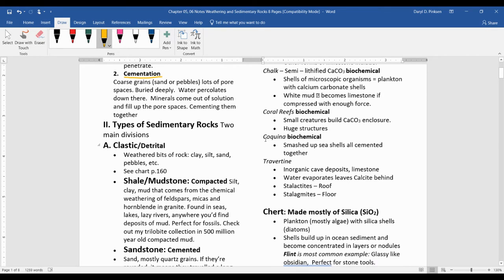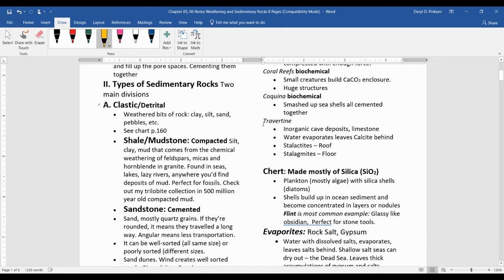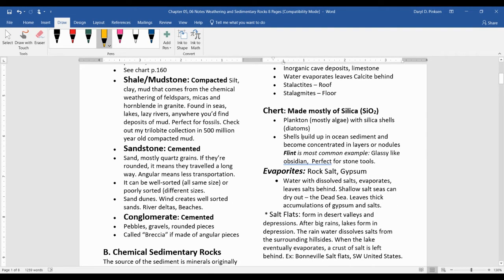And then the coquina you've seen in class. This is the seashells that are all smashed up and they get squished together and cemented together. Travertine is what it's called when calcium carbonate is deposited in caves. And that could be just like the cave walls. It's a lot harder than ordinary limestone. We have these features on the roof called stalactites and features on the floor called stalagmites. But all of the travertine itself, it's inorganic. It's the one form of limestone that doesn't have any organic origin. It's called travertine.